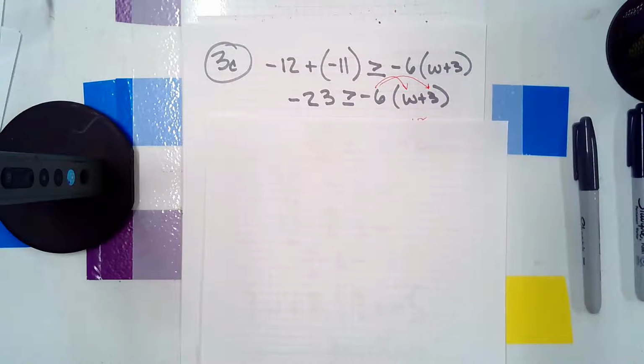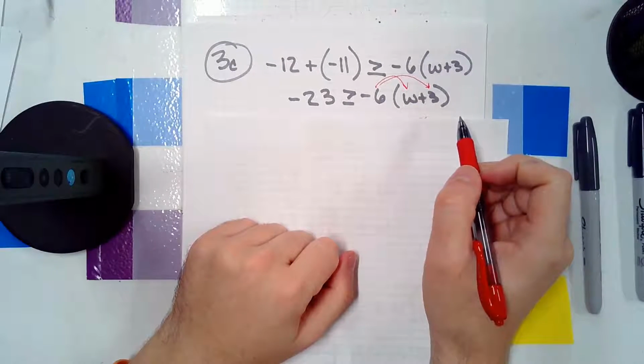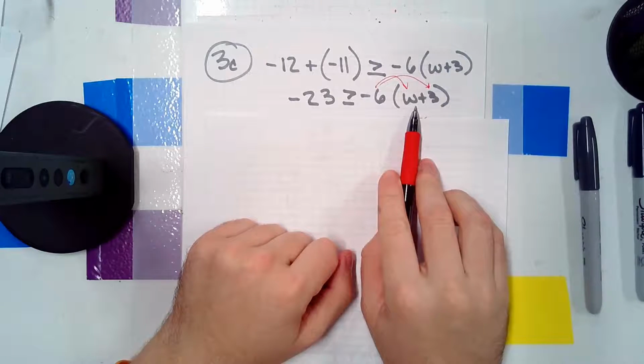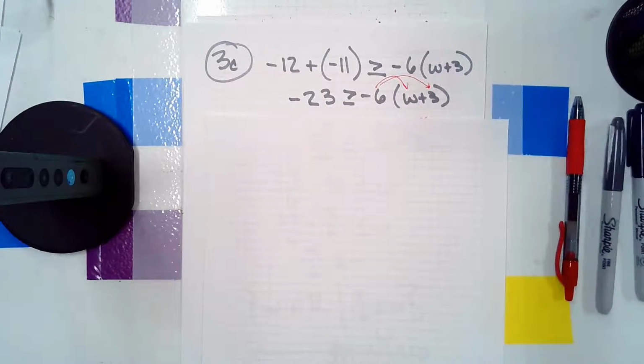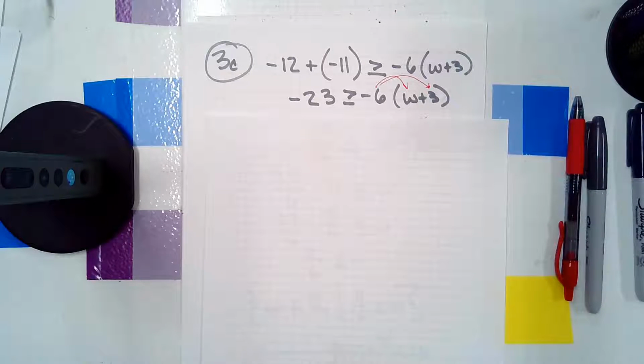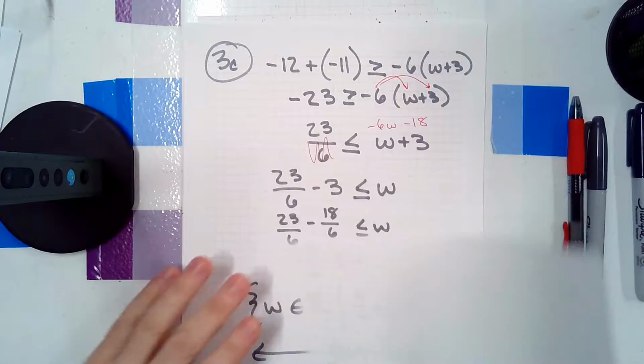So you were good up to here. I distributed, but you should have got negative 6W. Never write it down. Ah, there you go, buddy. Write it down. You dingus. Write it down.